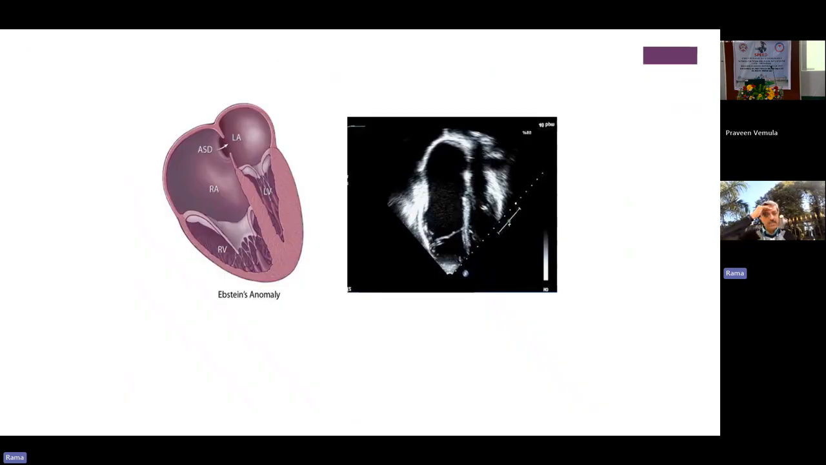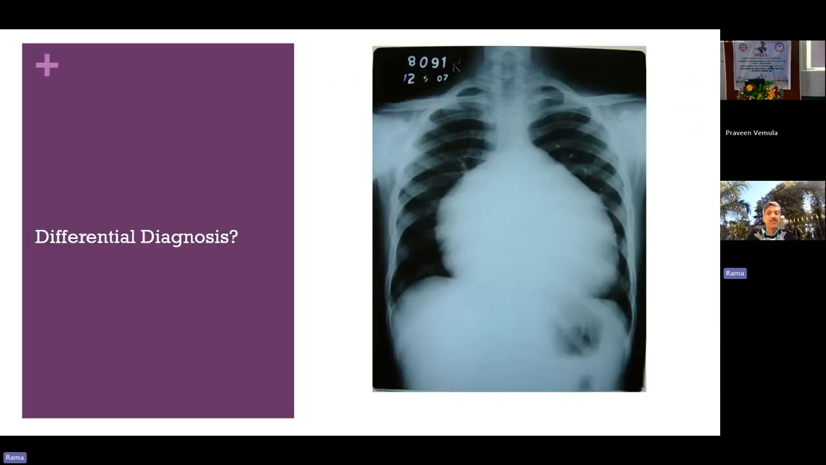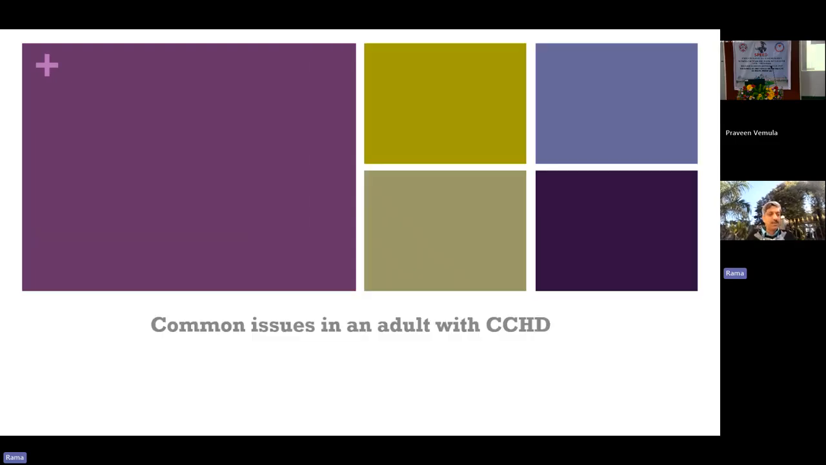So I think I come to the end. So Epstein anomaly, I won't be discussing in detail. Epstein anomaly is something that I think we can have for some other class. It has typical ECG and many X-rays, and a lot of arrhythmias are now associated. This is a very classical X-ray that is found. So maybe I will be sharing these slides with Prayaag anyway, so you can have a look at this slide. For want of time, I won't be going into the detail of all this.